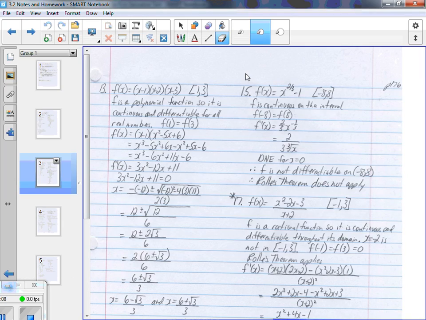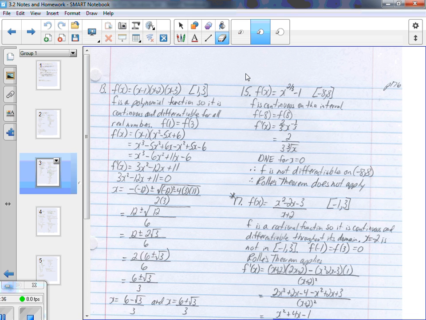So, does Rolle's theorem apply? Well, remember the conditions necessary for Rolle's theorem to apply. You have to have a function that's continuous. You have to have a function that's differentiable. And then you have to have a closed interval, and the values of the function at the endpoints of the interval have to be equal. f of a has to equal f of b.